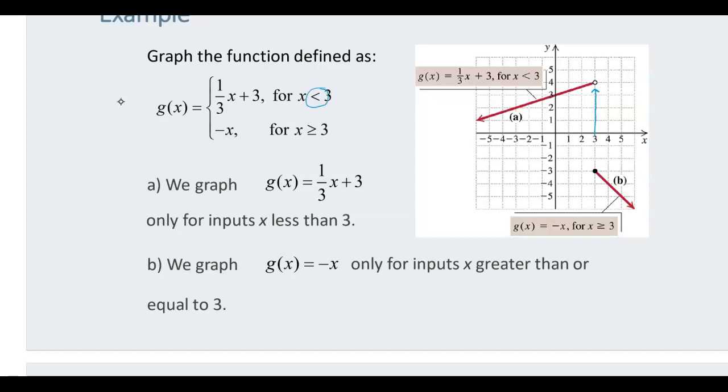It's a strict inequality. Now, the other portion of the graph is for everything where x is greater than or equal to 3. So that's the second part of the graph. It's negative x as the function. But because of the equality sign here in the domain, we have a closed circle. That part, the value 3 is included in the second part of the graph.